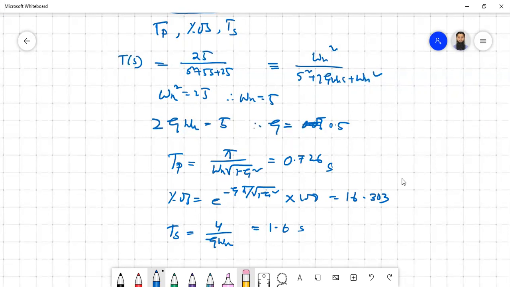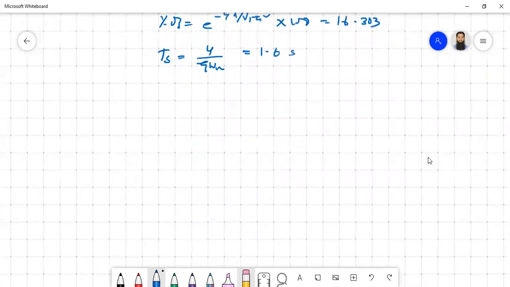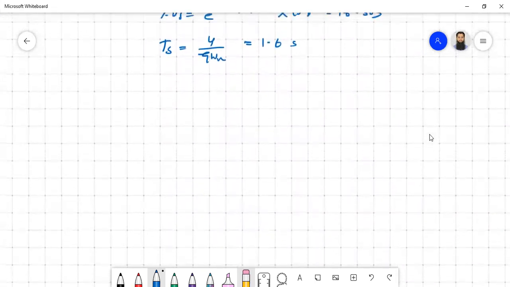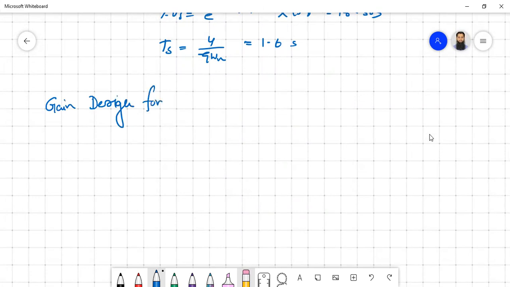So we haven't done any designing actually. We just used the block diagram reduction technique to find T(s), and based on that we calculated the values. But if you actually want a design problem, say gain design for transient response, something like this you want to do.